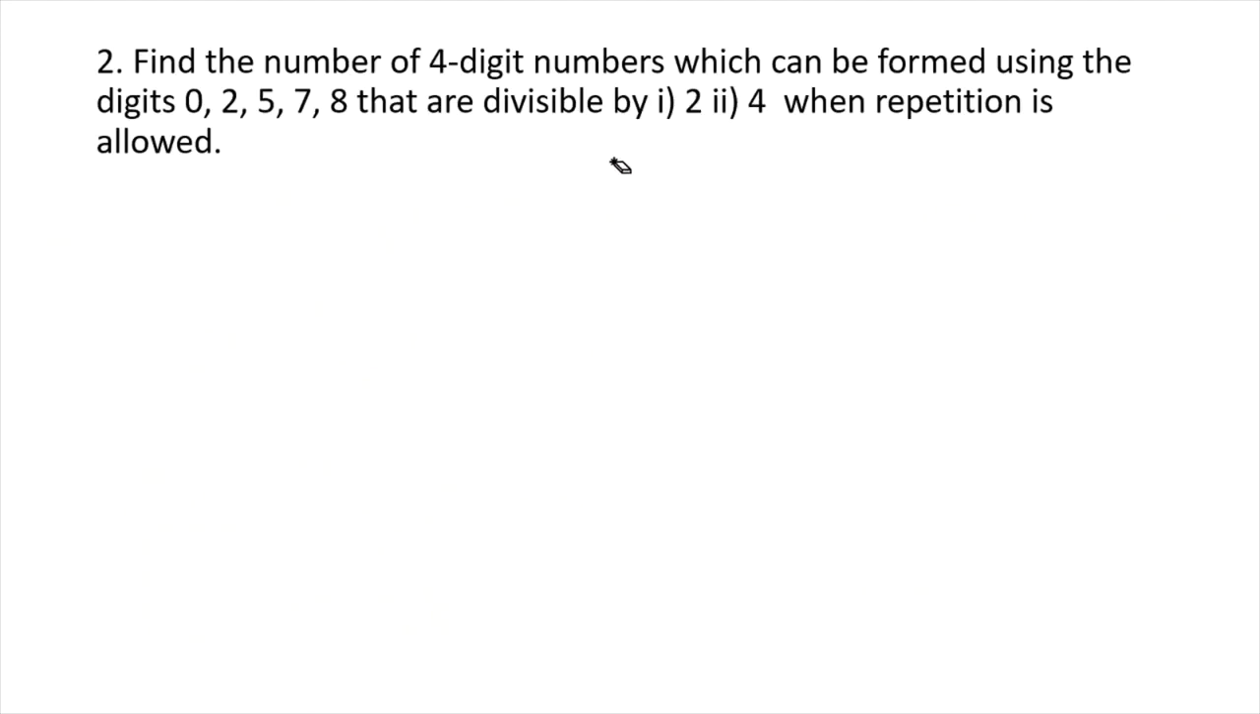Find the number of 4 digit numbers that can be formed using the digits 0, 2, 5, 7, 8, which are divisible by 2, which are divisible by 4 when repetitions are allowed. Anyway, I am not going to answer the question which are divisible by 2. So I think you can answer this question. I am going to answer the question that is all 4 digit numbers which are divisible by 4.